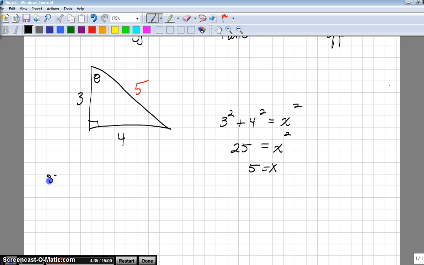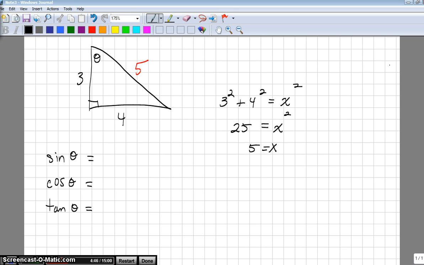All right, so make sure that you can tell me the sine of theta, the cosine of theta, and the tangent of theta. Okay, so the sine of theta is the opposite side over the hypotenuse. If I'm looking from the angle theta, the opposite is 4, and the hypotenuse is 5. The cosine of theta: if I'm looking from the angle theta, the adjacent side is 3, the hypotenuse is 5, and then the tangent ratio is the opposite over the adjacent, so the opposite side is 4 and the adjacent side is 3.